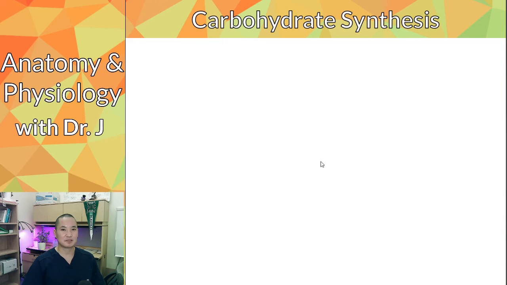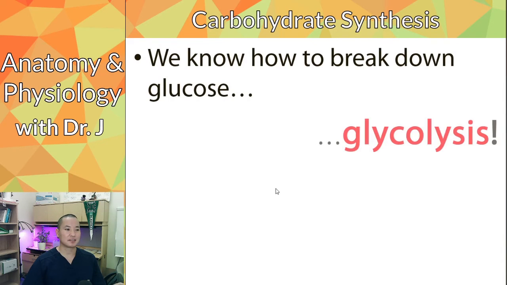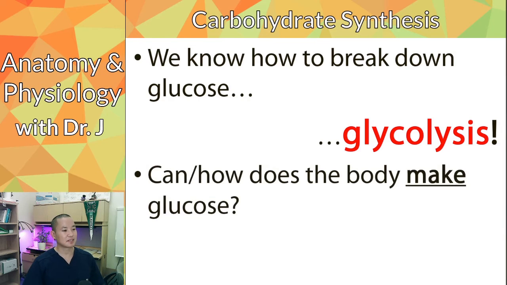Now we talked about how to break apart glucose into energy, but can your body make glucose or carbohydrates? Your body can make certain types of carbohydrates. So how do we know how to break it down? That's a process we call glycolysis. But actually, we're going to introduce another thing later on in this lecture. But how does the body make glucose?